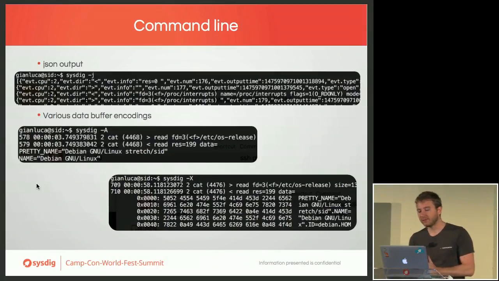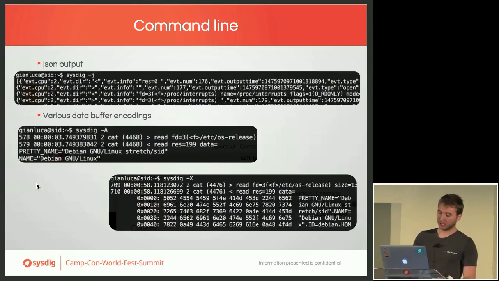Then we have other more advanced ways of consuming the Sysdig output. One typical one is the JSON output that will just emit a JSON stream of all the events that are going on in the system. So you can use that one, and you can link that JSON output to your super fantastic web application that will show you a chart of how slow your system calls are, for example.